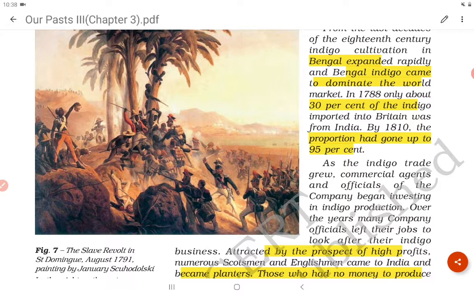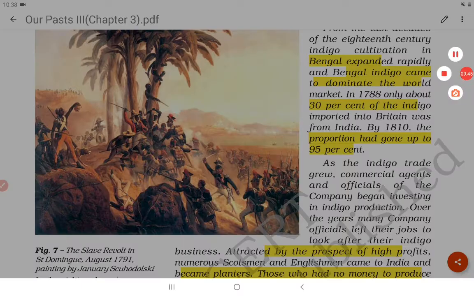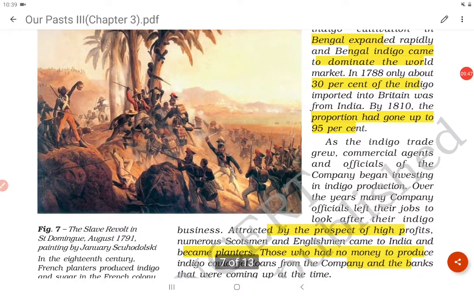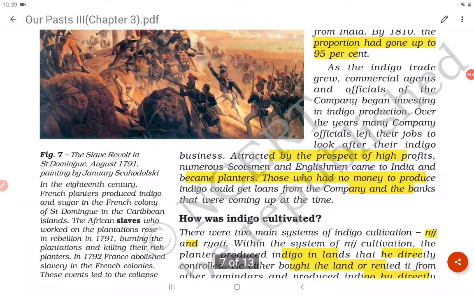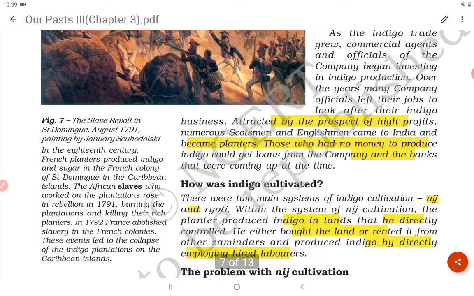By 1810, the proportion had gone up to 95%. Attracted by the prospect of high profits, numerous Scotsmen and Englishmen came to India and became planters. Those who had no money to produce indigo could get loans from the company and the banks that were coming up at the time.